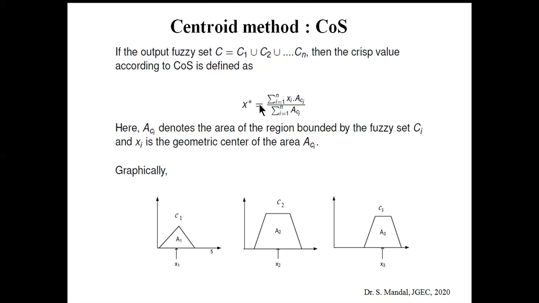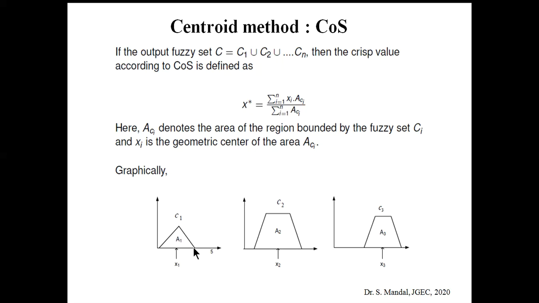Here Aci denotes the area of the region bounded by the fuzzy set, and xi is the generic center of the area Aci. So here you can see that for this particular membership function, A1 is the area and x1 denotes the generic center.